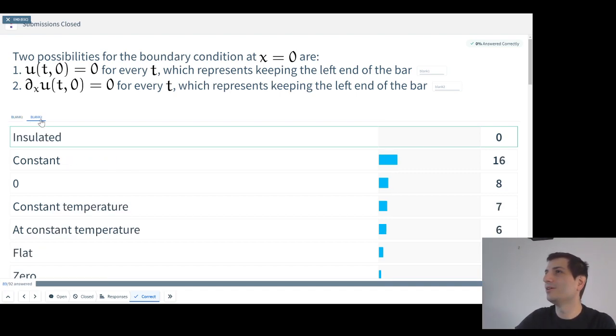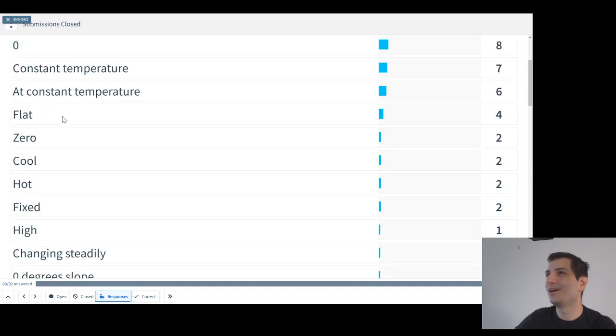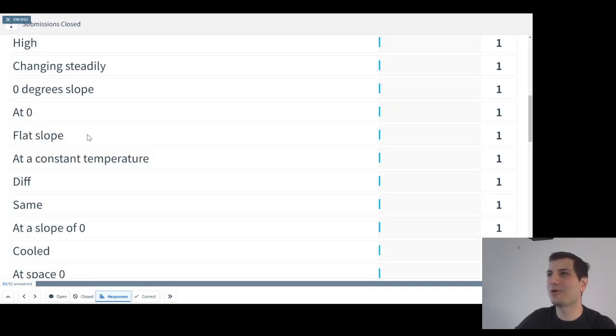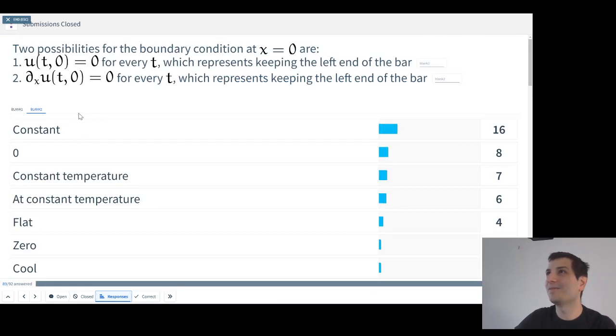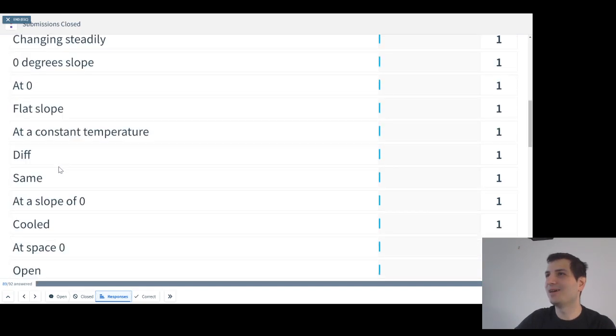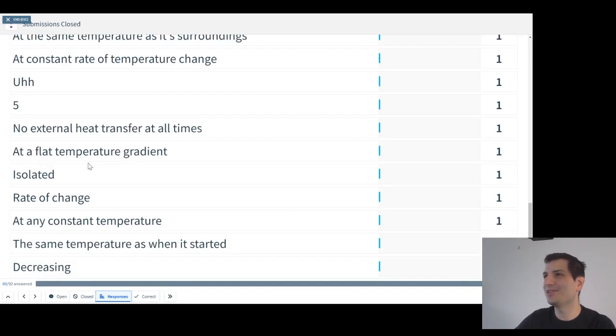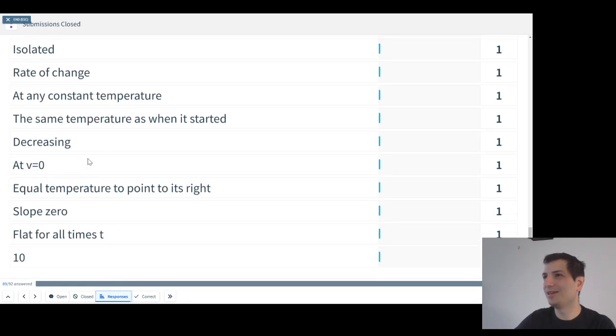Oh, it's revealed. Oh no. Okay, maybe you didn't see that. Let's see what people said. People wrote constant temperature. This is mostly wrong. The second one does not represent a constant temperature. It doesn't really have anything to do with constants. Hot, fixed. I gave a hint by showing you the answer for a second, so if you were paying attention in the stream, you'll know the answer.